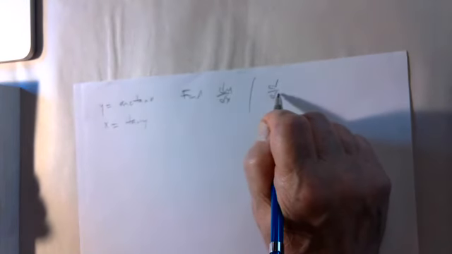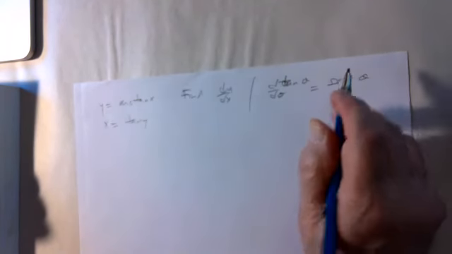Let me do one more of these. Suppose we have the function y equals the arctangent of x, and we want to find the derivative of the arctangent. So this is the same as saying x equals the tangent of y. And we remember the derivative of the tangent of theta for any theta is secant squared theta.